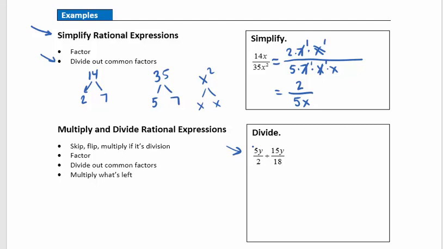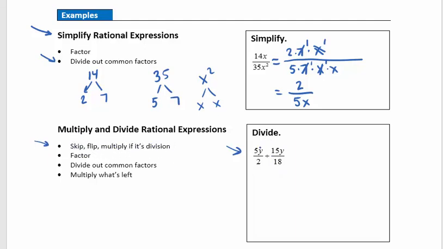Well, if you remember, we don't actually ever perform division with fractions. The reason is it's difficult. If I try to take 2 divided by 18, that's not going to work out nicely. We can, however, change this division problem into a multiplication problem. And the way we do that is right here. We skip, flip, and multiply if it's a division problem.